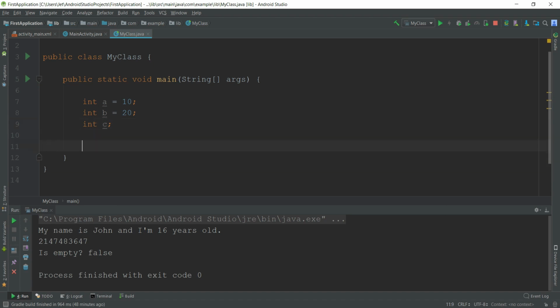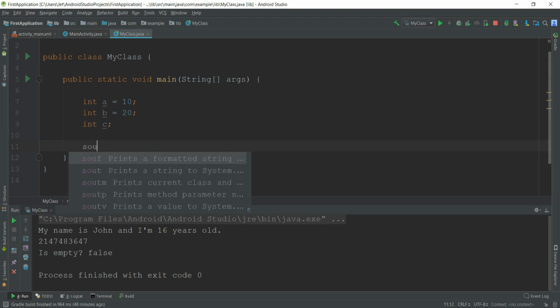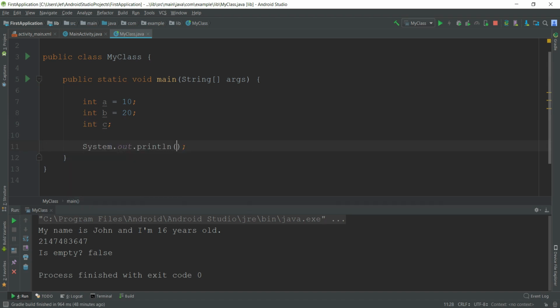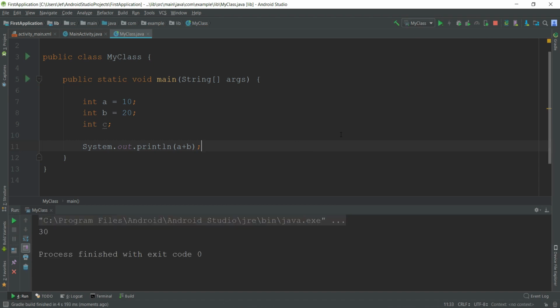So, paano nga ba itong gawin? Madali lang. Parang yung ginagawa mo lang ng elementary. So, maglalagay muna ako dito ng system.out.println. So, lalagay ko A plus B, which is, ang answer is, ano guys? Ano ang answer? 30. Galing nyo.